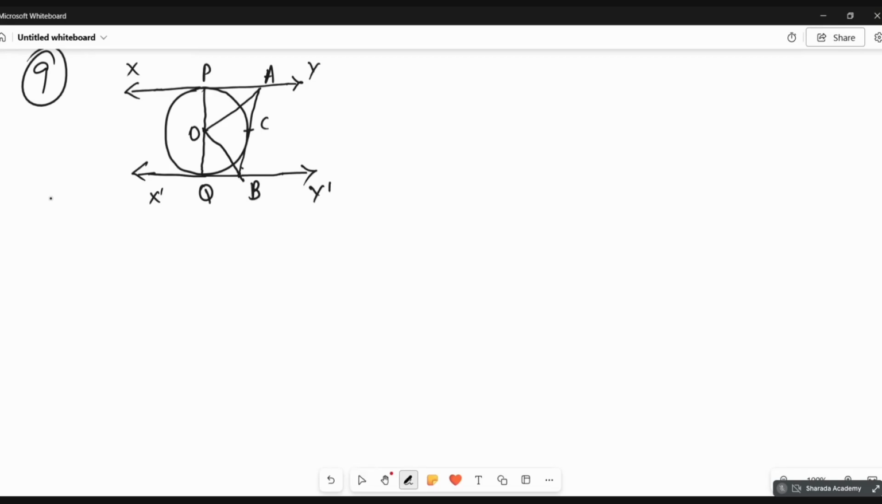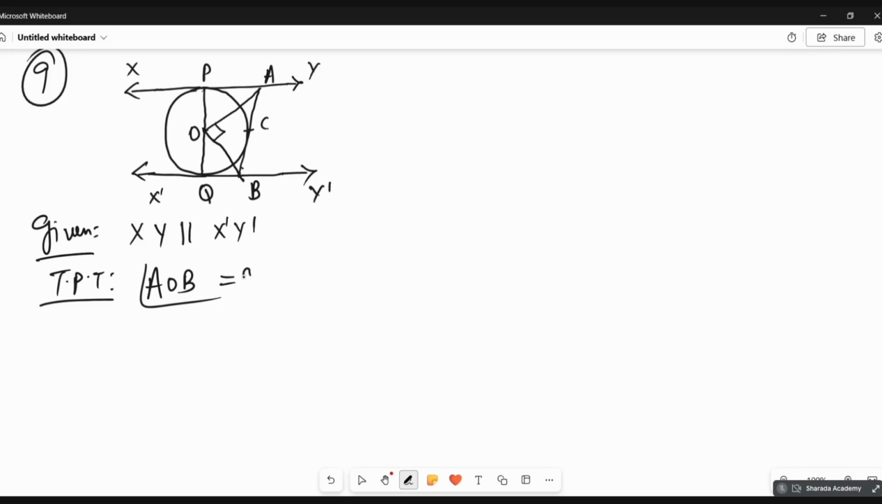So what is given here? This is the diagram given. Ninth one is also an important problem. XY and X dash Y dash are two parallel tangents. So XY is parallel to X dash Y dash, that we know. And another tangent AB with point of contact at C intersecting XY at A and X dash Y dash at B. Prove that angle AOB is 90 degrees. So you have to prove this angle is 90 degrees. This is the given thing.